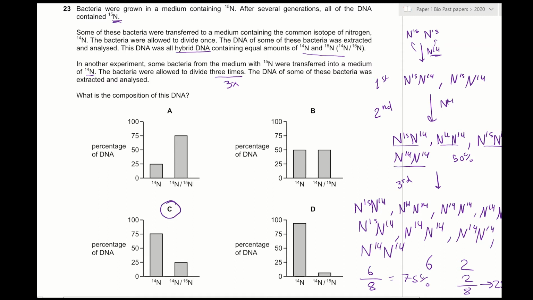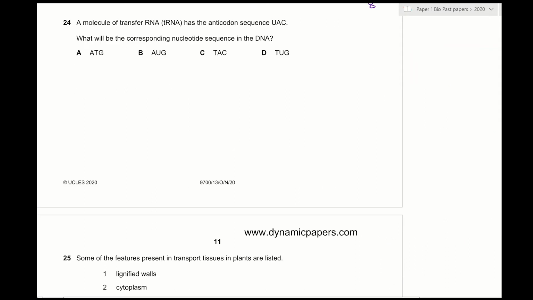In theory, what all the students do is memorize the values. However, I've answered it in depth with you in this question. A molecule of tRNA has the anticodon sequence of UAC. What will be the corresponding nucleotide sequence in the DNA?